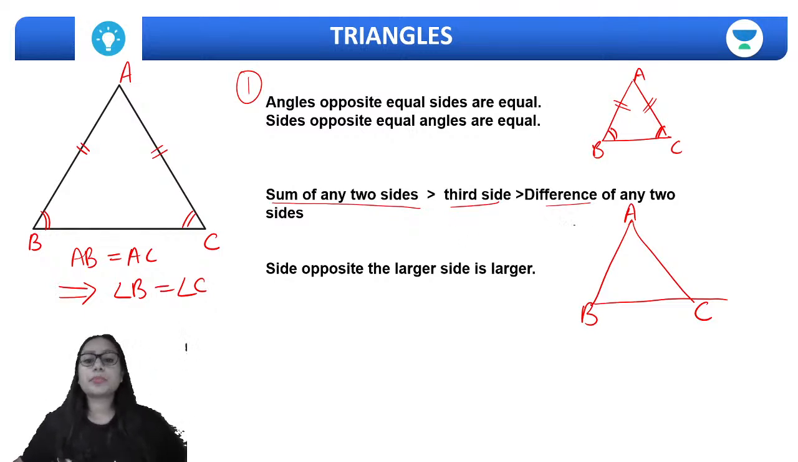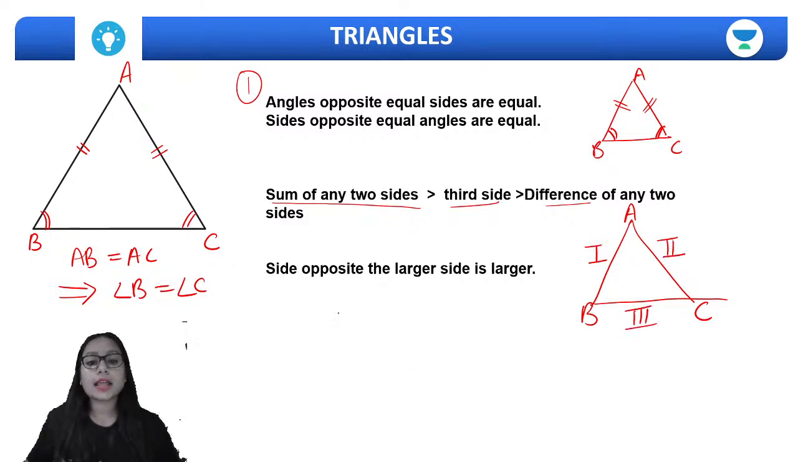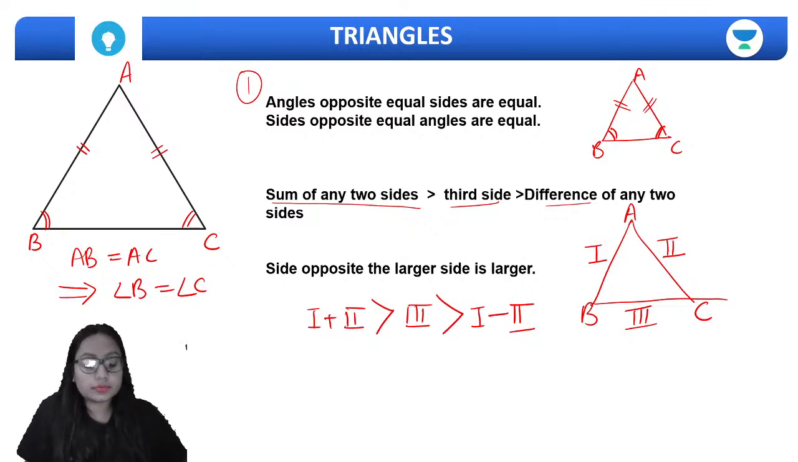Suppose this is a triangle, and I take this as the first side, this as the second side, and this as the third side. So the sum of two sides, that is 1 plus 2, is greater than the third side, and the third side is greater than the difference of any two sides. I hope this theorem is clear to you.